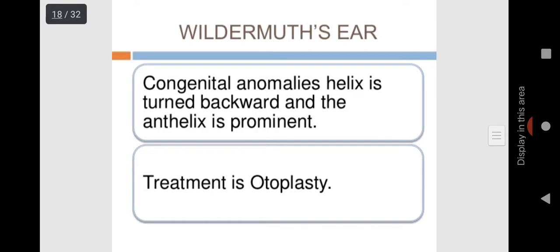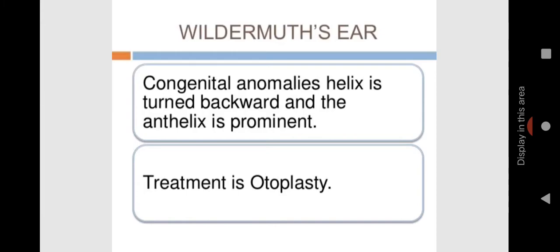Then Wildermuth's ear. That is a congenital anomaly. The helix is turned backward and the anthelix is prominent. So you have to review the anatomy of the ear, especially the pinna. It's very important. Then only you can easily understand what is helix and what is anthelix.